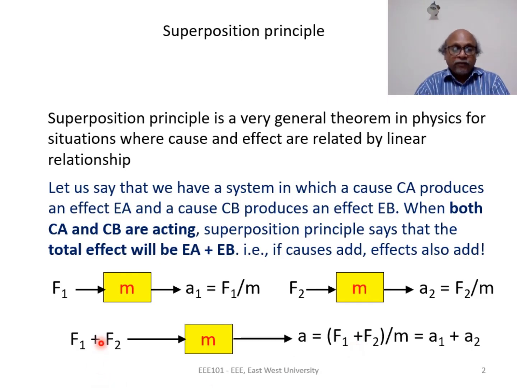If both F1 and F2 act on the mass simultaneously, the resulting acceleration A is equal to F1 plus F2 by m, which we can express as A1 plus A2. That is, when causes have added, the effects have also added.